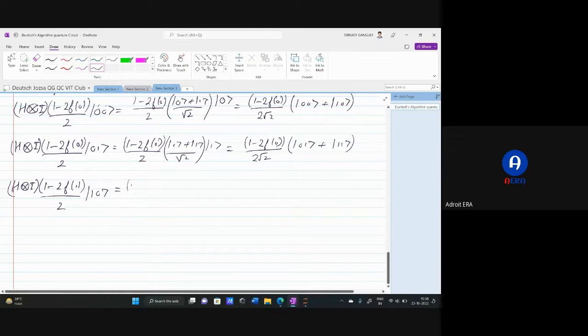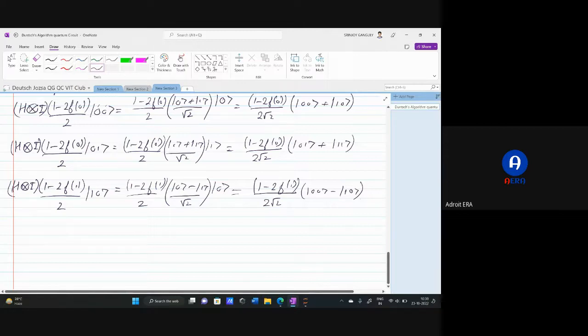(1 − 2f(1)) divided by 2, and then again Hadamard applied to the ket 1 state. Remember, (|0⟩ − |1⟩)/√2, and then the second qubit is not done anything, and then we finally write the result (1 − 2f(1))/(2√2), and then |0⟩|0⟩ − |1⟩|0⟩.